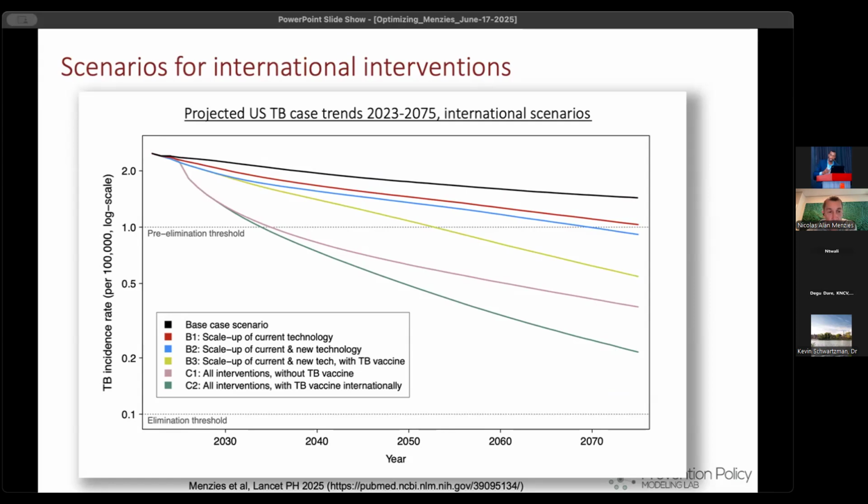And you can see that while none of these lines allows us to get to this lower TB elimination threshold, they're certainly going a long way towards it. And if you extrapolate out these lines, I think this model says that it's possible that by the end of the century, we would achieve TB incidence of less than 1 per million in the United States. But even with everything, it is not certain that we would do so.